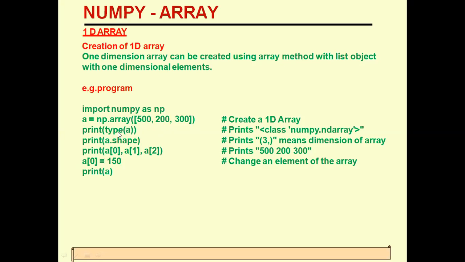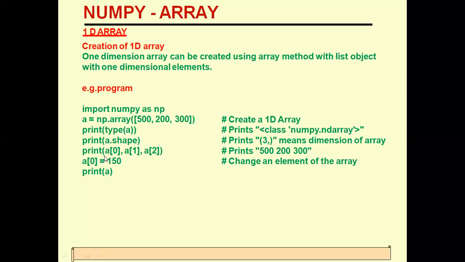Now print type A. What is the type of A? It will display the data type of A, class numpy dot ndarray. What is the use of type here? It displays the type of the data. Next, print A dot shape. Shape means the dimension. It will print 3. What is 3? 1, 2, 3, three elements in the array.